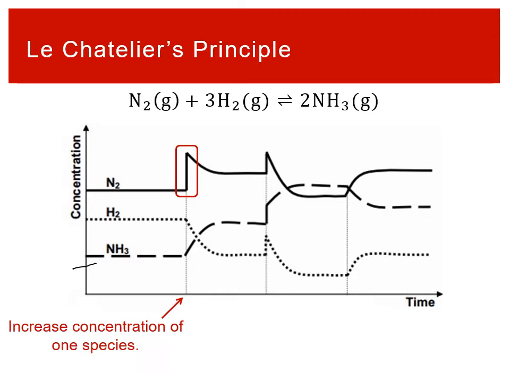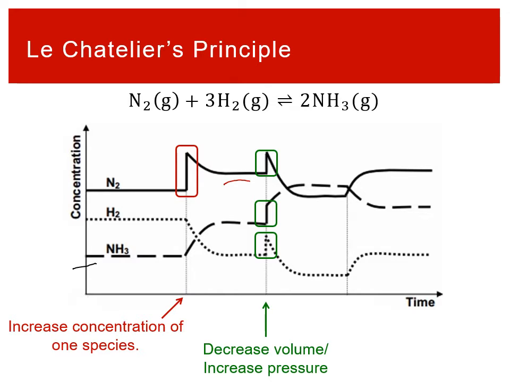So I could increase the concentration of one species. I could add more nitrogen in this case, and I'd see a jump in that concentration. My actions take the system out of equilibrium, and then all of the concentrations will change to get back to equilibrium, eventually reaching another flat concentration over time, which is a new equilibrium.